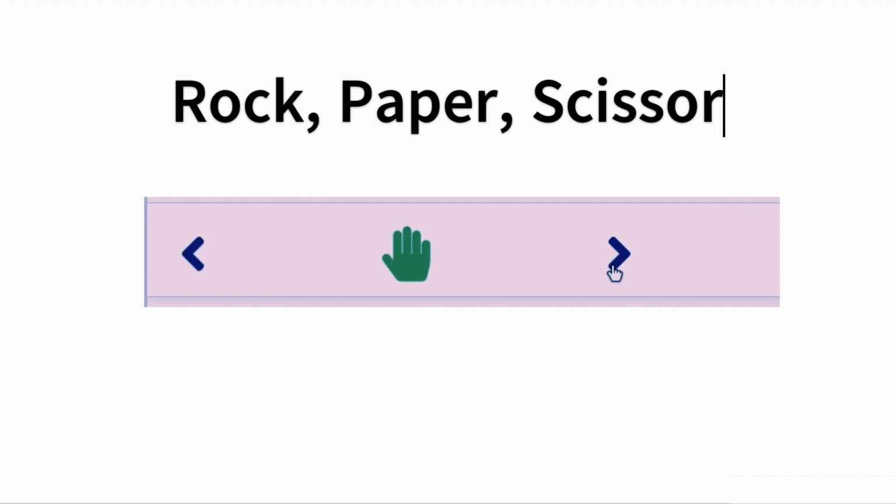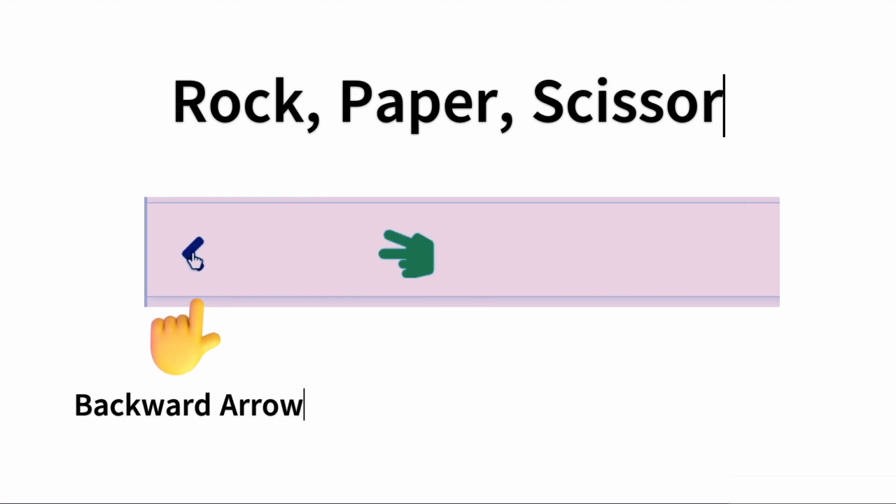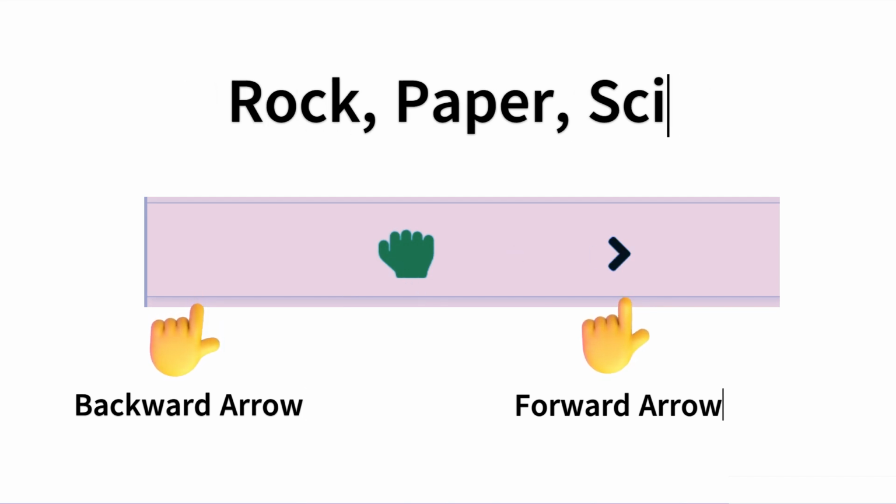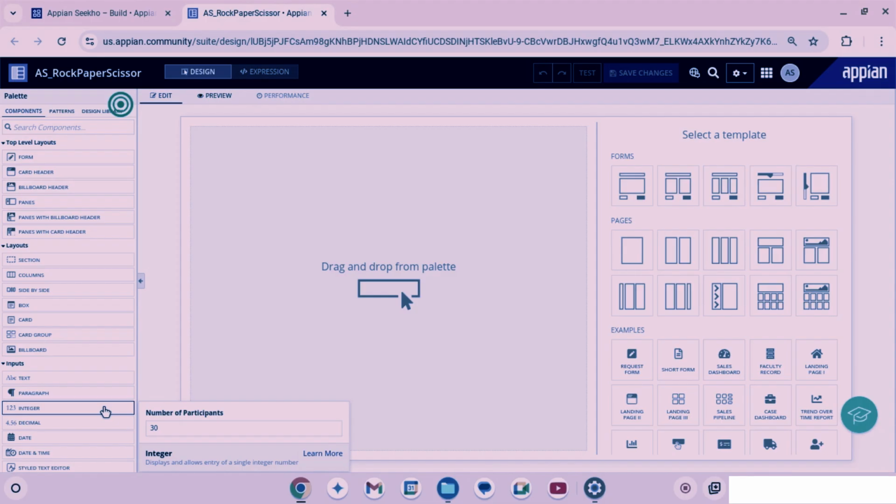First things first, let's break down the structure of our game. We will split the interface into two sections. The left side will be where the user makes their selection and the right side will show the computer's choice. Additionally, we will implement navigation to cycle through rock, paper, scissor icons one by one. So, I have already created a new interface called AS rock, paper, scissor where the game will take place.